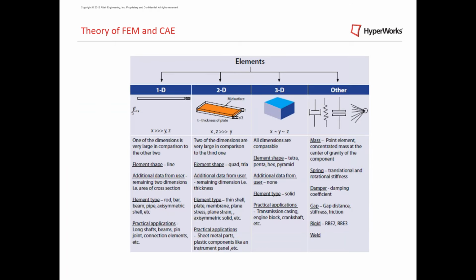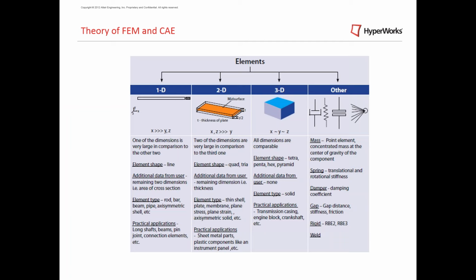Now we will see different element types. A 1D element is used when one of the dimensions is very large compared to the other two. The element shape of a 1D element is a line. Additional data required from the user to define the 1D element is the remaining two dimensions, that is, the area of cross section. The element types available in 1D are rod, bar, beam, pipe, axisymmetric shell, etc. Practical applications where 1D elements are used are long shafts, beams, pins, joints, connection elements, etc.